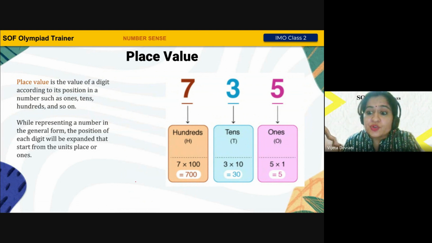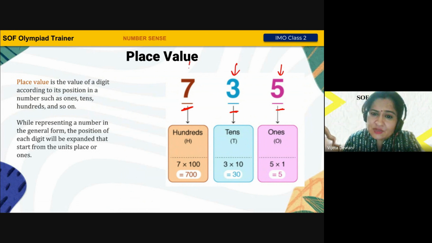Now, what do you mean by place value? This is my place. Like now I'm taking another example here, which is 7 hundreds, 3 tens, and 5 ones. Now 5 is 1 digit, which is at ones place. 3 is 1 digit, which is at tens place. And 7 is 1 digit, which is at hundreds place. So we know what their places are.